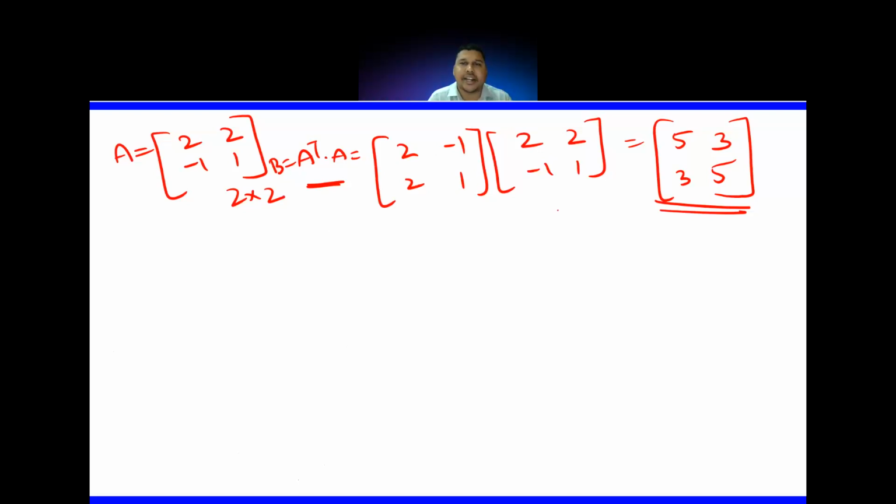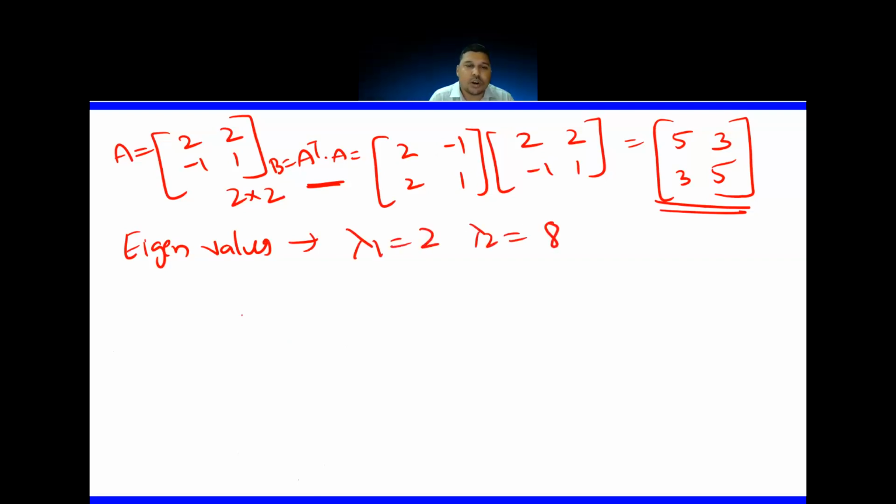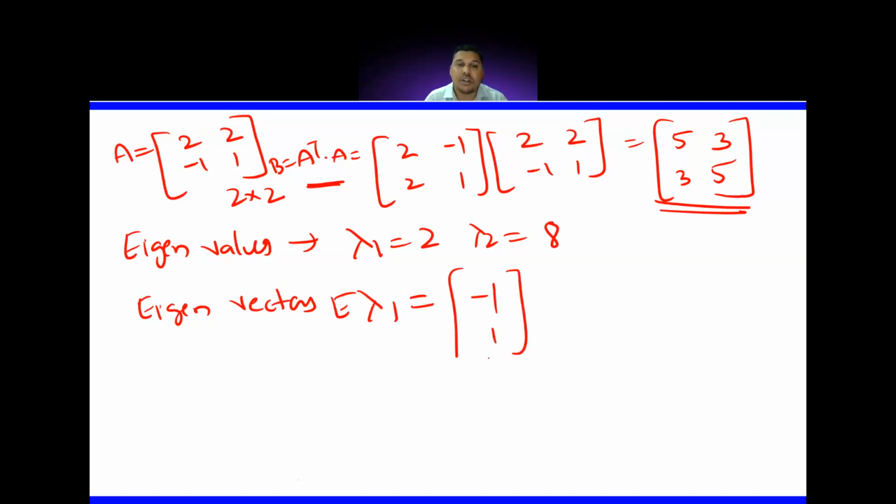I will quickly write the steps directly because I have already solved this. So you have this B matrix. For this B matrix, you find the eigenvalues. If you solve, you get lambda 1 equal to 2, lambda 2 equal to 8. Now that you have the eigenvalues, you find the eigenvectors for each of them. The eigenvector for lambda 1, I think, is minus 1, 1. Minus 1, 1 is the eigenvector for 2. This is my V1, vector 1.